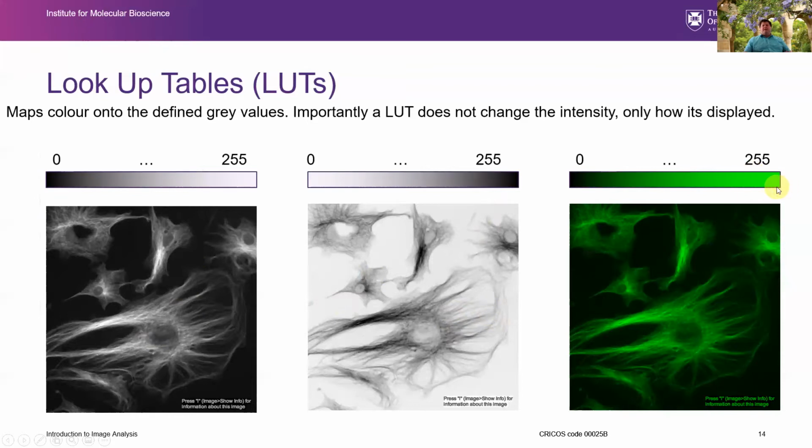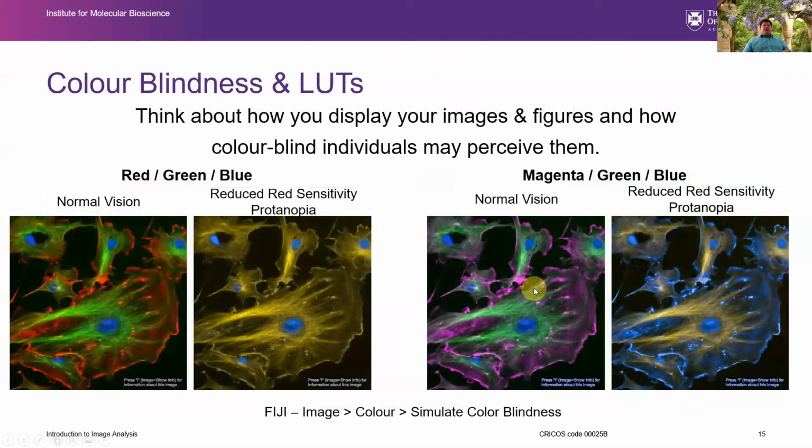So if we have a green channel image and we want to show our GFP as intensity of green, pure green would be mapped to 255 back down to 0 for the background or the dark bits. Now, when we apply these lookup tables, it's important to think about color blindness, because how it's displayed may not be what other people see.